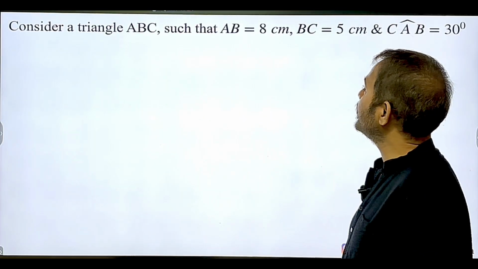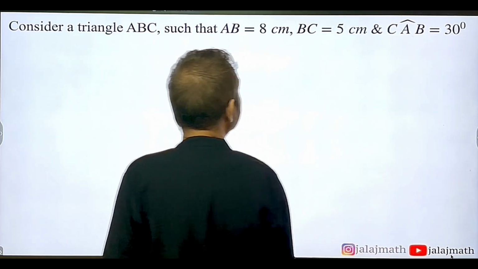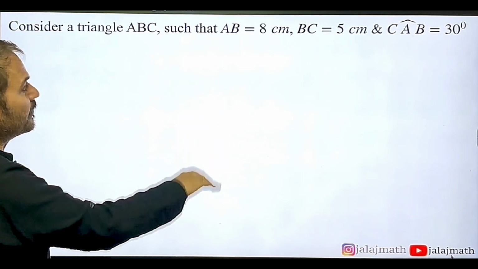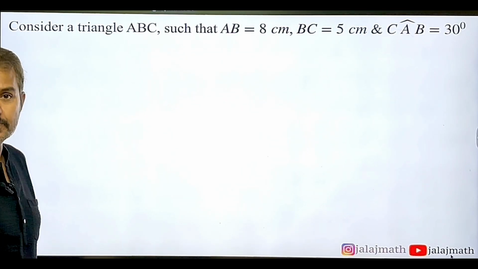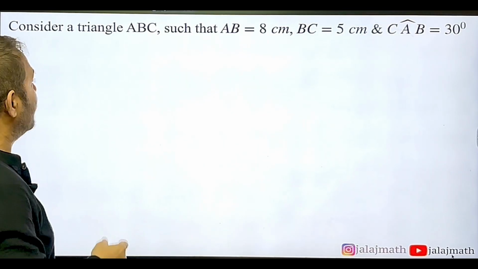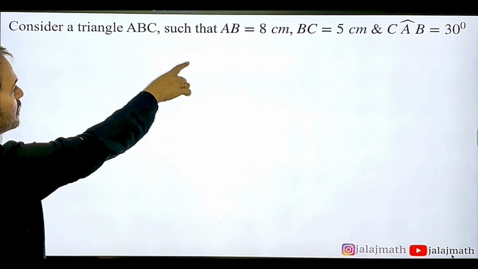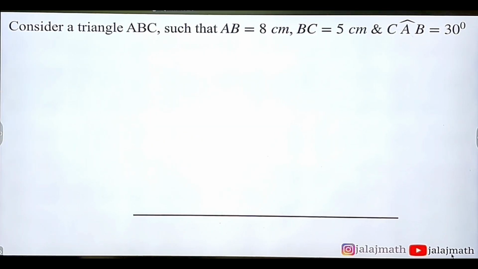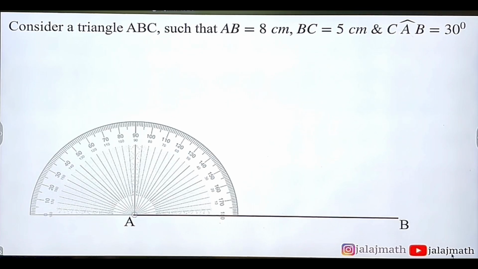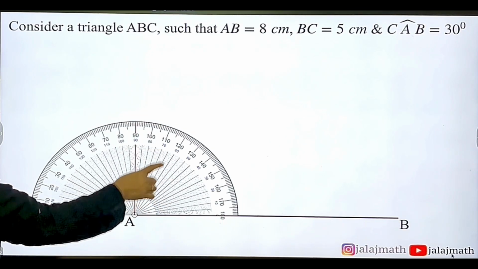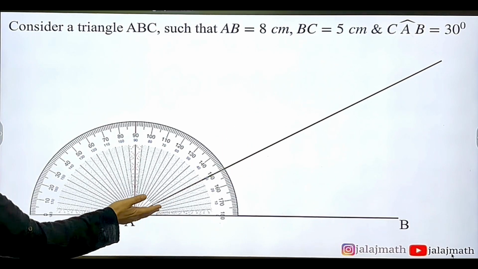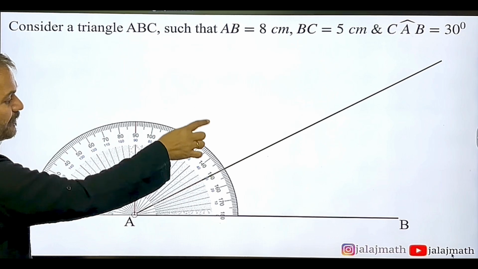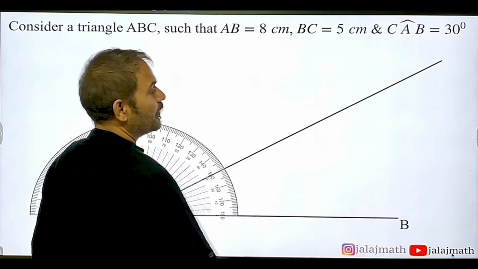Consider a triangle ABC such that AB is 8 centimeter, BC is 5 centimeter and angle CAB is 30 degree. If you draw this triangle, how do we start? Of course, we start by drawing AB equal to 8 centimeter. Angle CAB is 30, so at A, draw a 30 degree angle. And then BC is 5 centimeter. B is here. We don't know where C is.